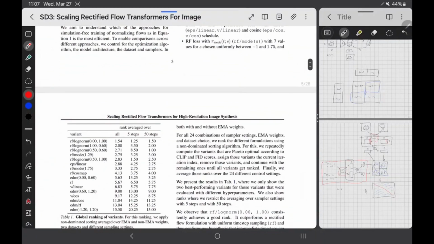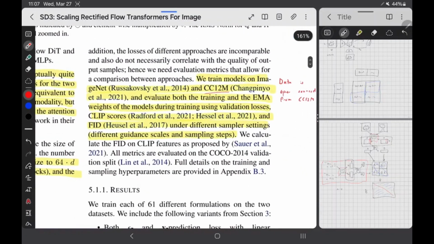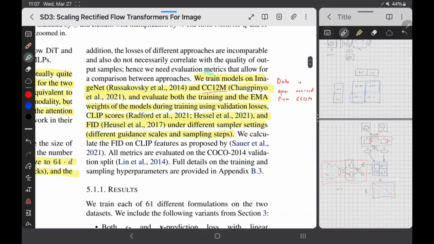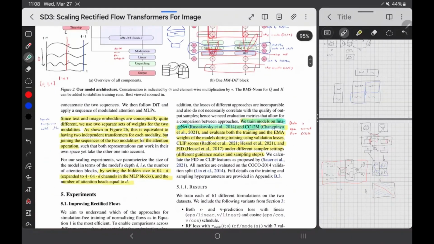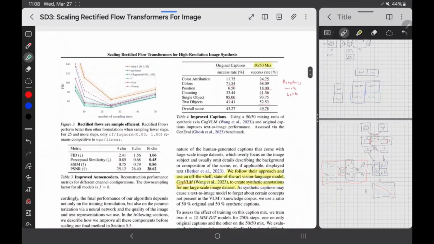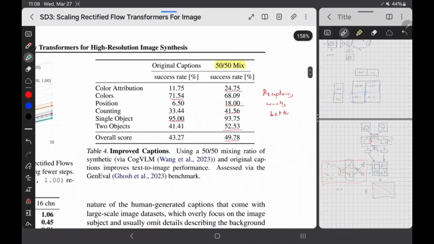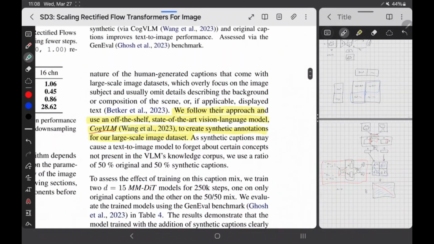Now, there are a few more things I want to show. Specifically, they train this on an open source data set. They train it on ImageNet and CC12M. ImageNet, you may be thinking, doesn't have any captions, and CC12M is just some large captioned data set. They mention that they recaption the data, and they follow the approach and use an off-the-shelf state-of-the-art vision language model, CogVLM, to create synthetic annotations for the large-scale image dataset.